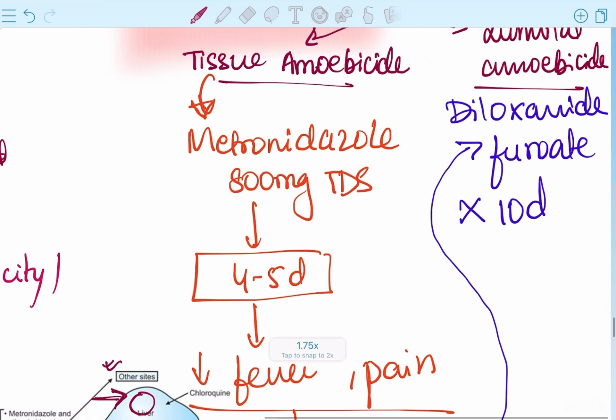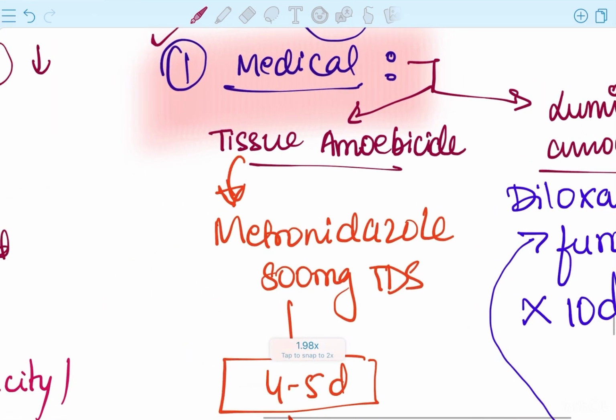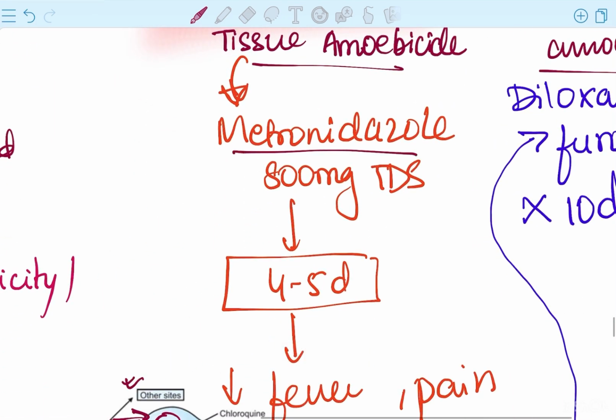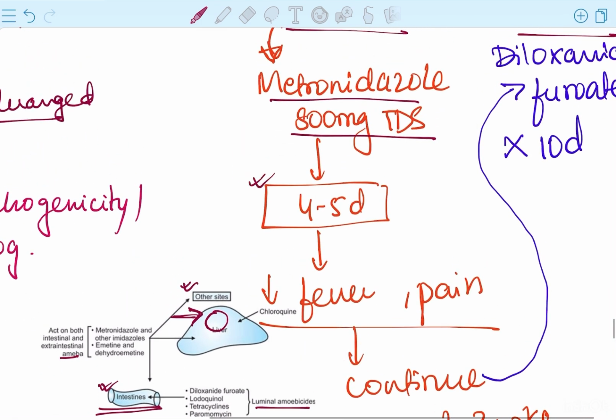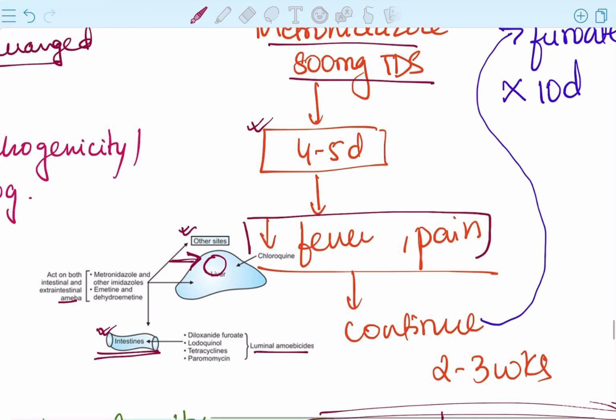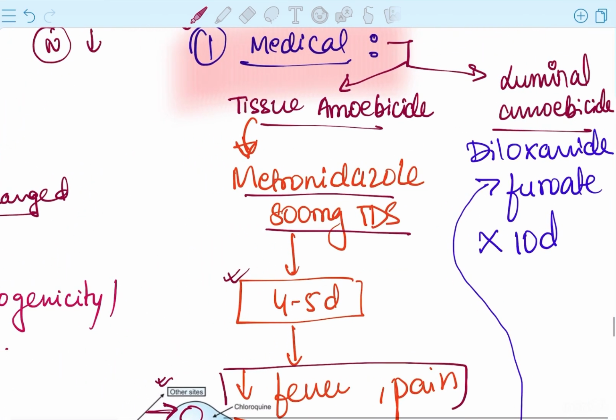So let's see what these medications are. For the tissue amoebicide, we give metronidazole, 800 mg TDS. This is a very high dose and it will be very awful for the patient to take this medication. So you are giving it for 4 to 5 days. After 4 to 5 days, you'll see that the fever and the pain subside. This means there is a good response to the treatment. When the fever and the pain subside, you're going to continue it for 2 to 3 weeks. Once you continue it for 2 to 3 weeks, you're following it with luminal amoebicide. In the luminal amoebicide, we have diloxanide furoate and you're giving it for 10 days.